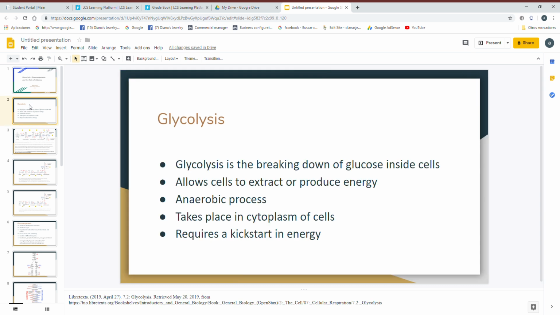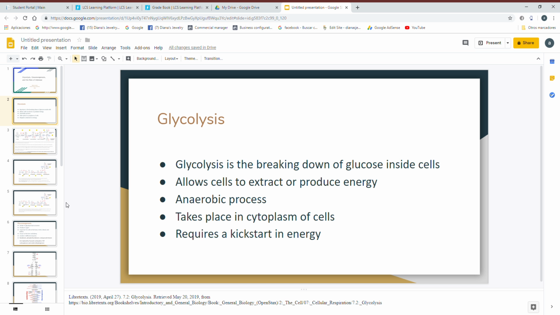So, glycolysis, simply put, is the breaking down of glucose inside the cells, and glucose, of course, is one of the most important sugars that we rely on for energy. So this is the process which allows cells to produce energy in the form of ATP. It's an anaerobic process, which means that it doesn't require oxygen. It takes place in the cytoplasm of cells, and it requires a kickstart in energy.